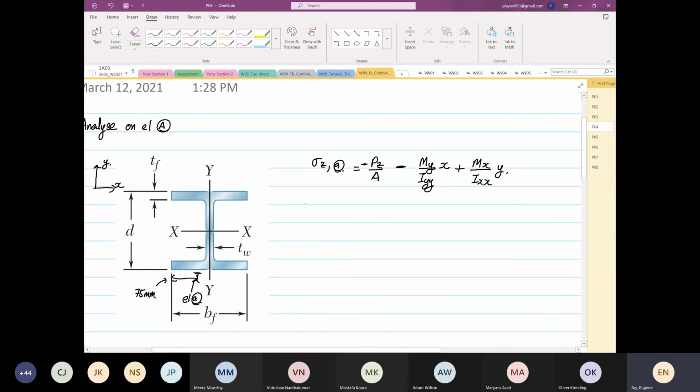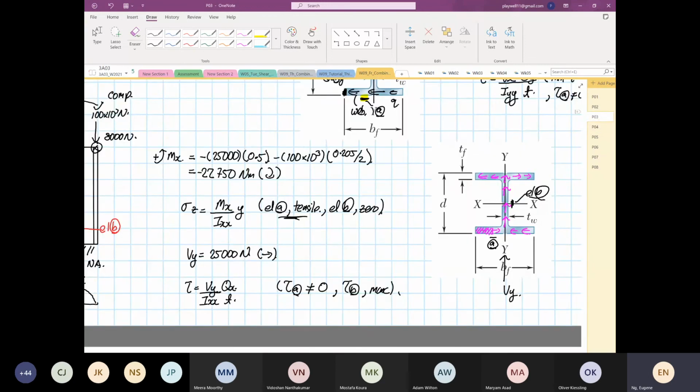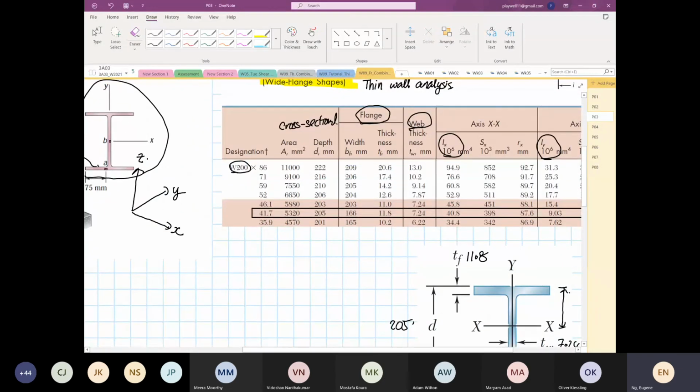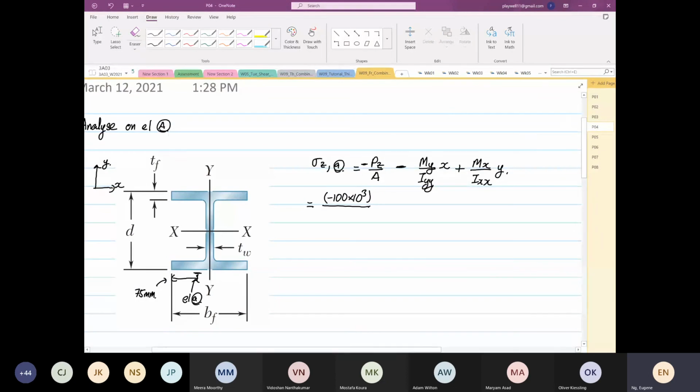So now this will be equal to Pz. What is our Pz? Our Pz is 100, so minus 100 times 10 to the power 3. And then we can get the area from the table. The area is 5320 millimeters squared, so 5320 times 10 to the power minus 6.